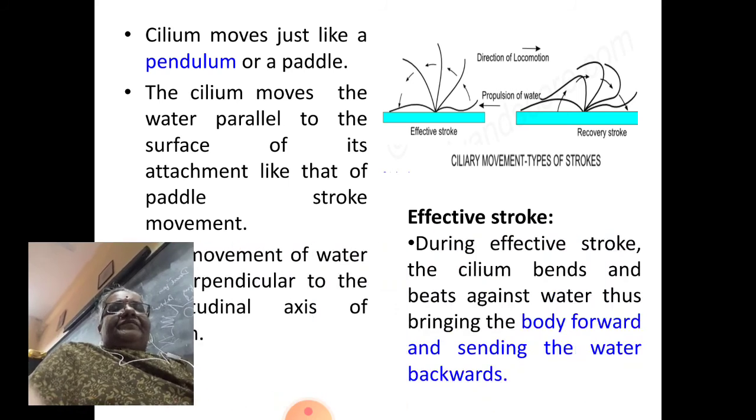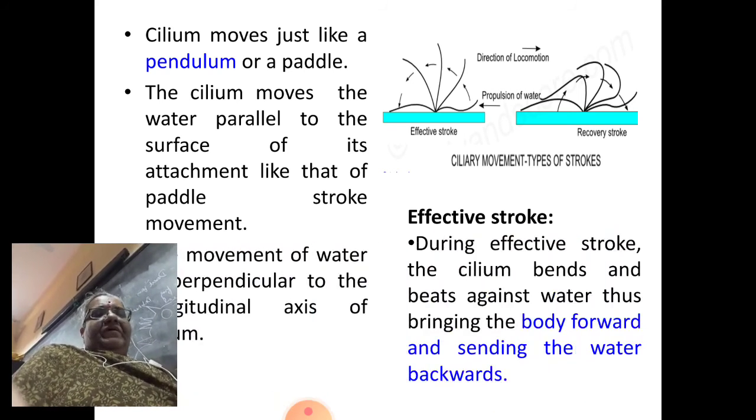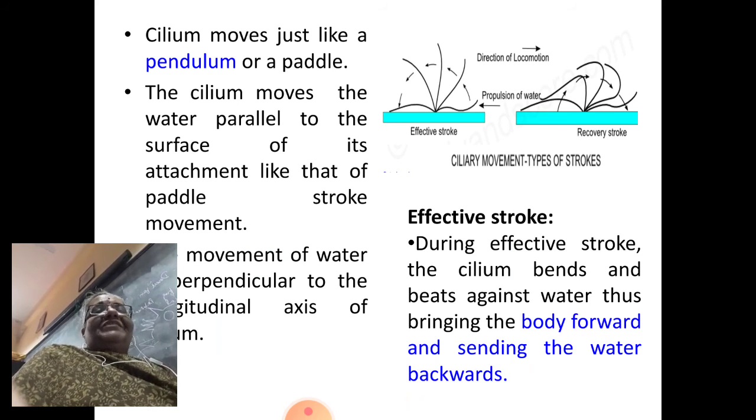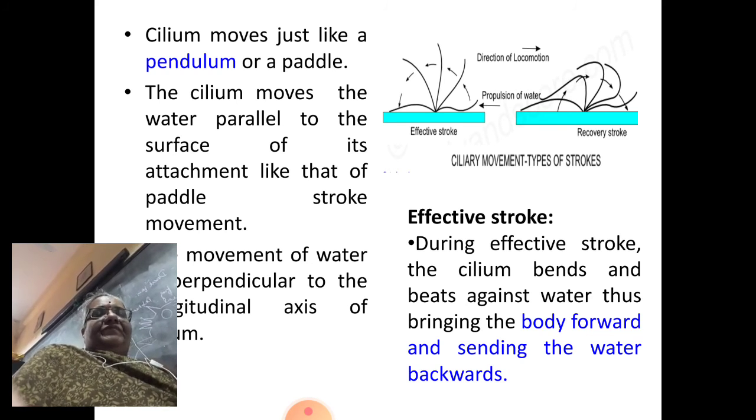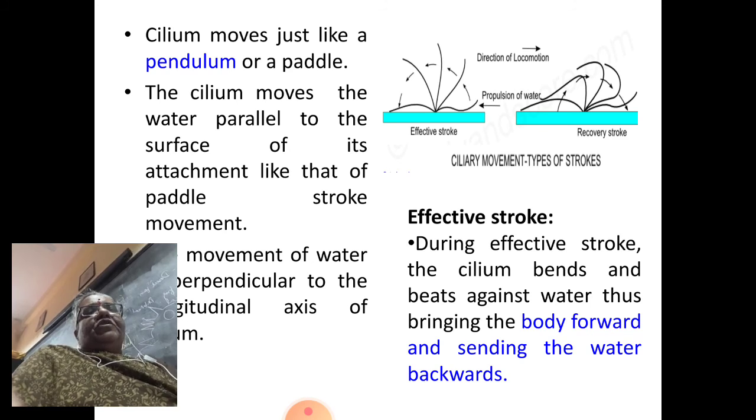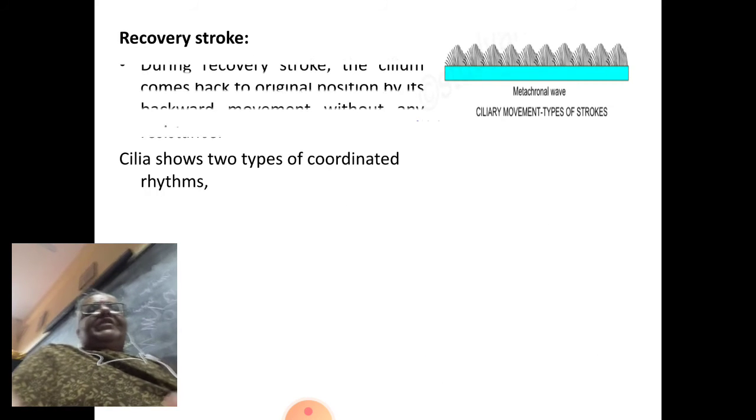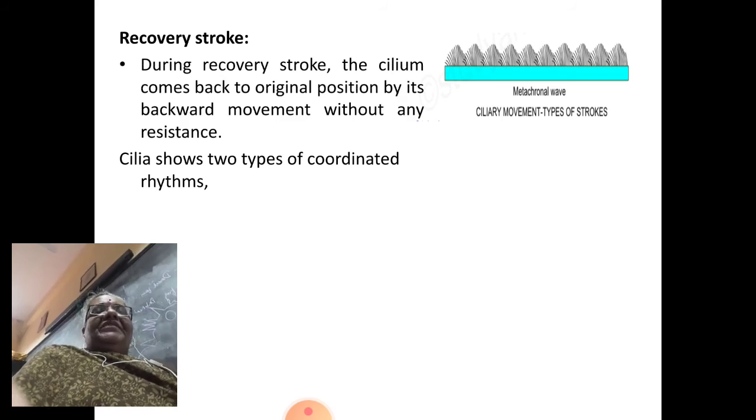During the effective stroke, the cilium bends and beats against water, thus bringing the body forward and sending the water backwards. This is effective stroke. Then what happens in recovery stroke? During recovery stroke, the cilium comes back to original position by its backward movement without any resistance, similar to the recovery stroke you see in flagella.